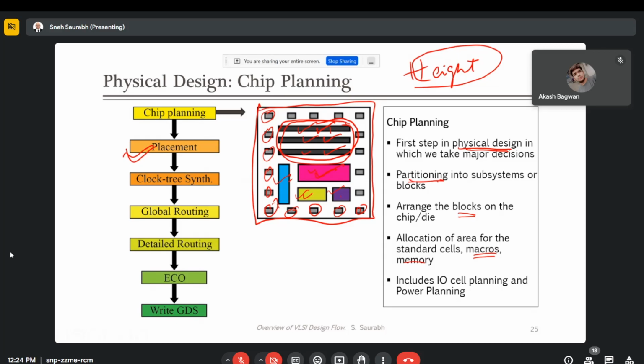So in the chip planning stage, another important thing is that we carry out what is known as power planning. Power planning means that we create a grid of power lines, that is, wires through which power, VDD or ground line, will go to each cell in our design, right? So that design, or power planning, is done during the chip planning stage, right?